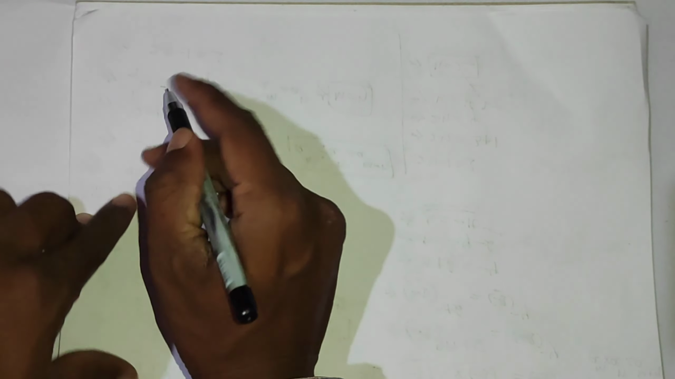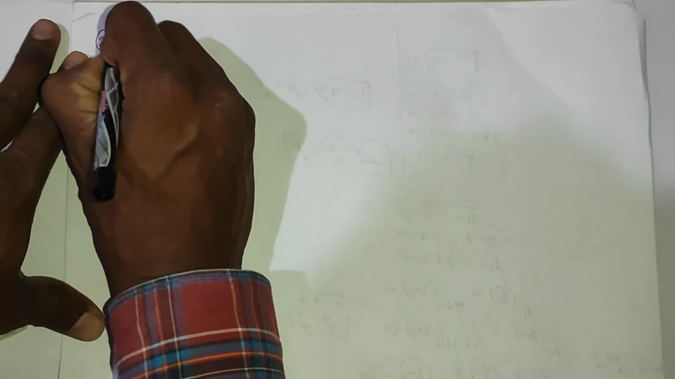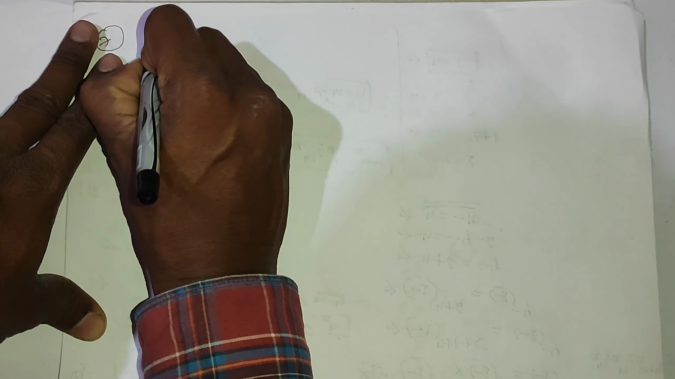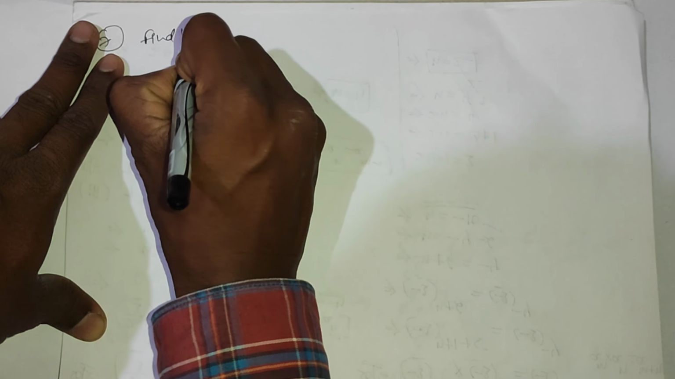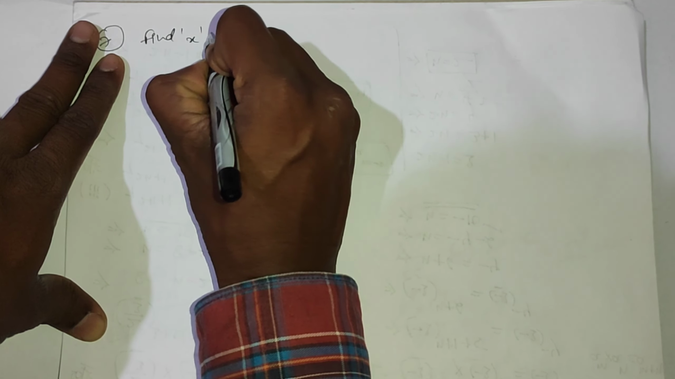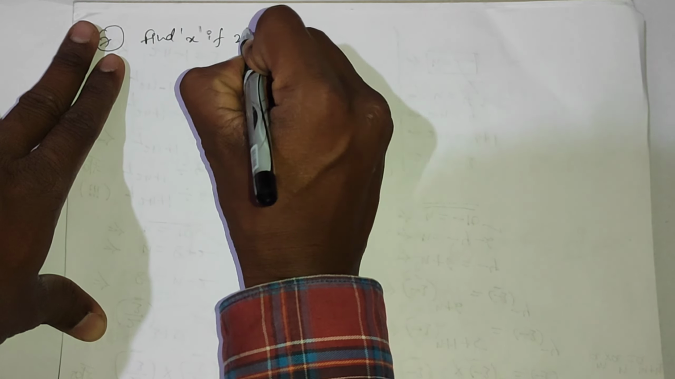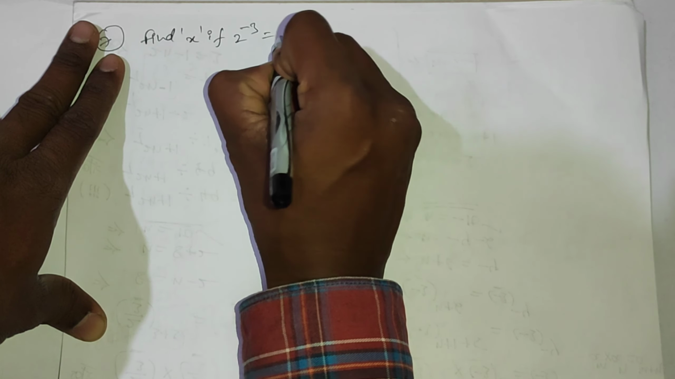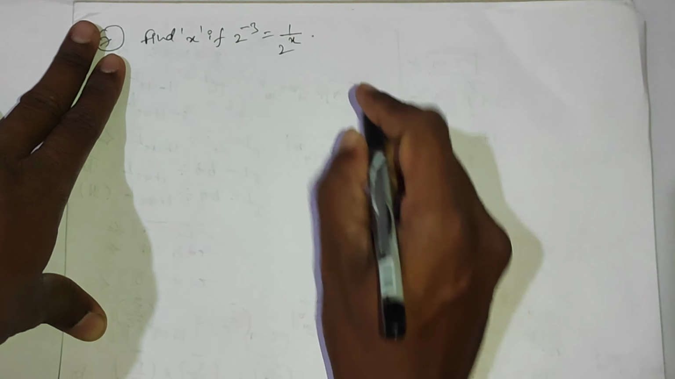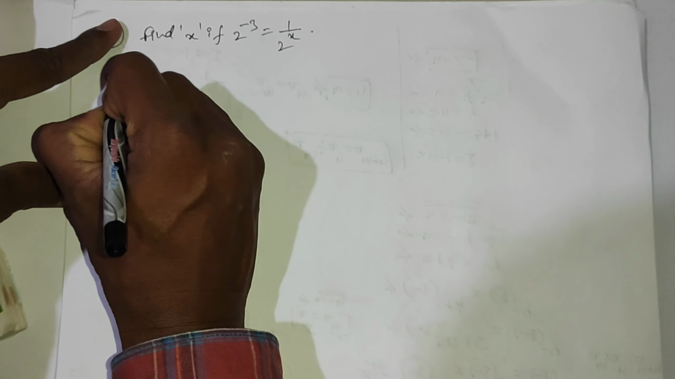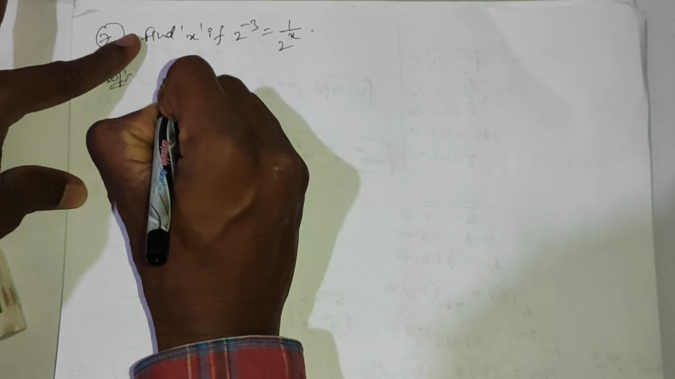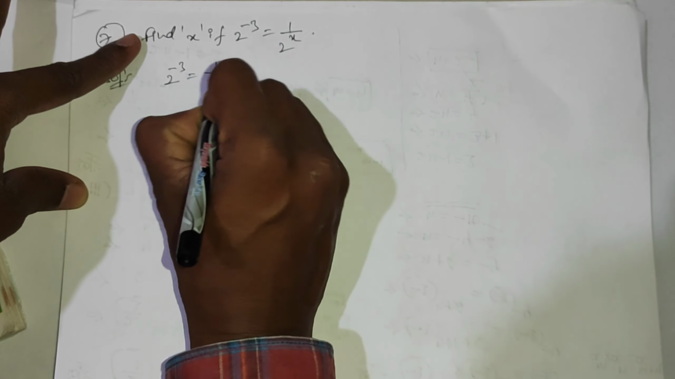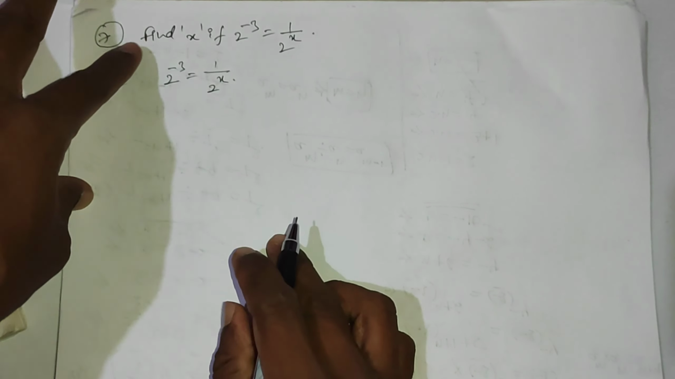Question number 7 now. What is the question given? Find the value of x. Nothing but find x if 2 power minus 3 is equal to 1 by 2 power x. We have to find the value of x here. Solution. So what is given? 2 power minus 3 is equal to 1 by 2 power x.